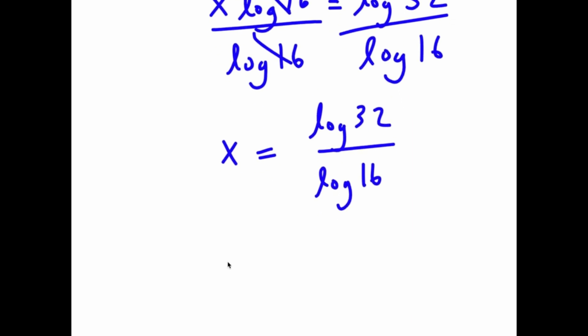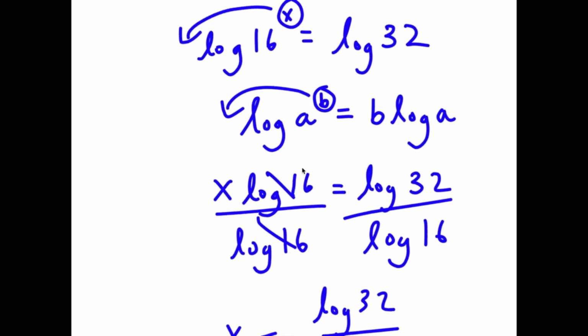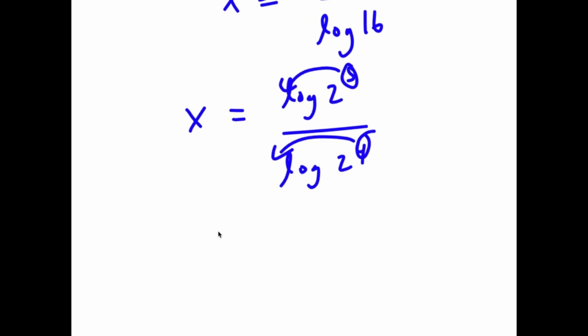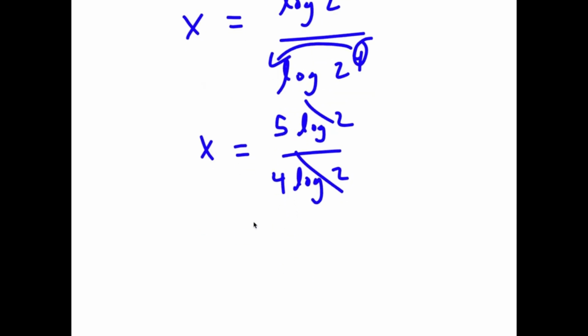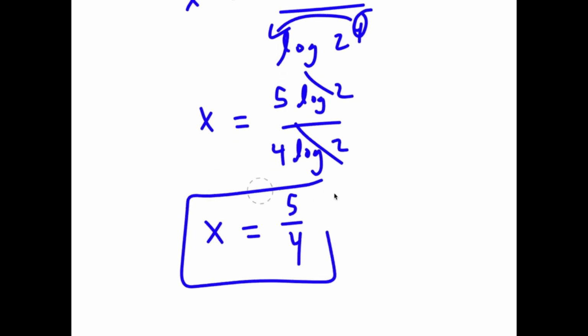Now log 32, that's the same thing as log 2 to the power of 5. Log 16, that's the same thing as log 2 to the power of 4. Now remember, if I have something in the form log a to the power of b, I can move my exponent to the front. So now I have 5 times log 2 over 4 times log 2. Now these two log 2's can cancel out, so I'm left with x equals 5 over 4.